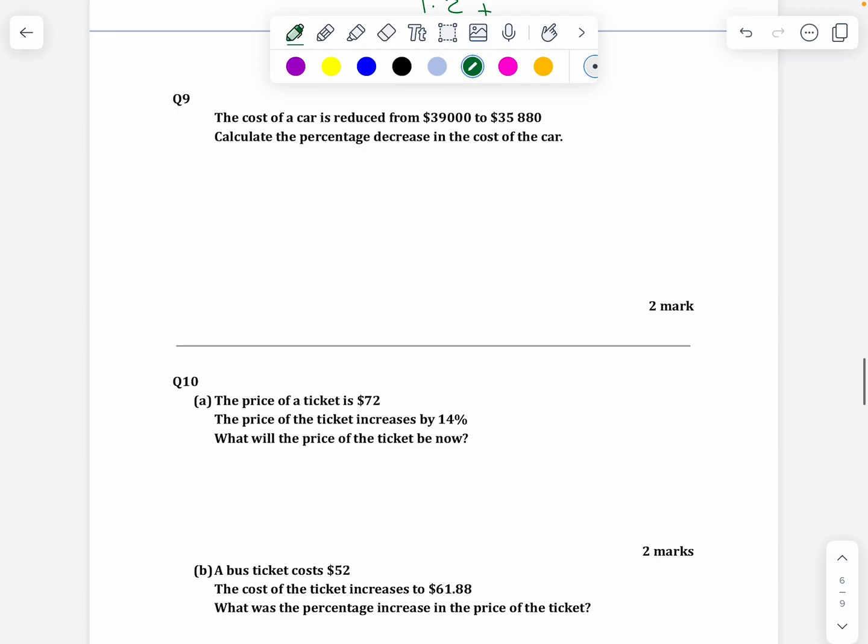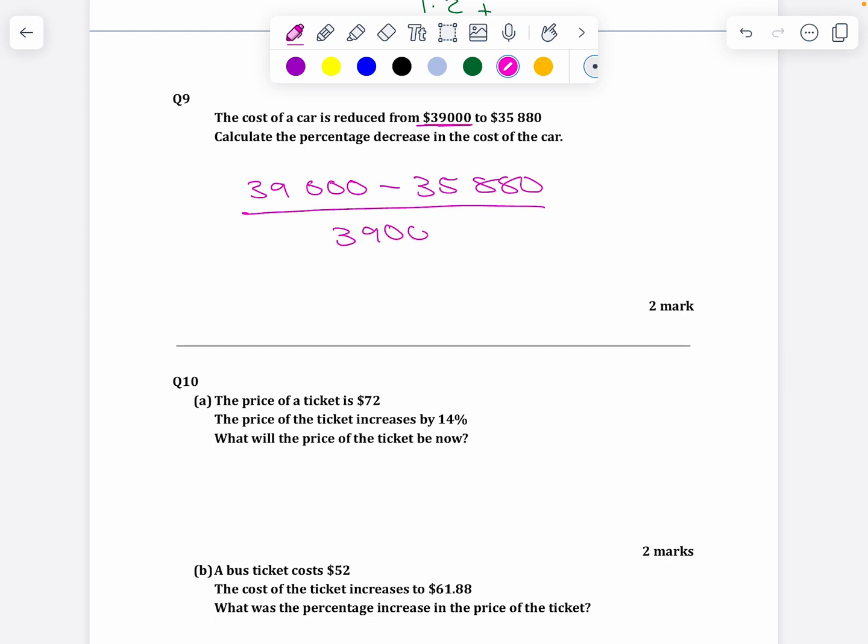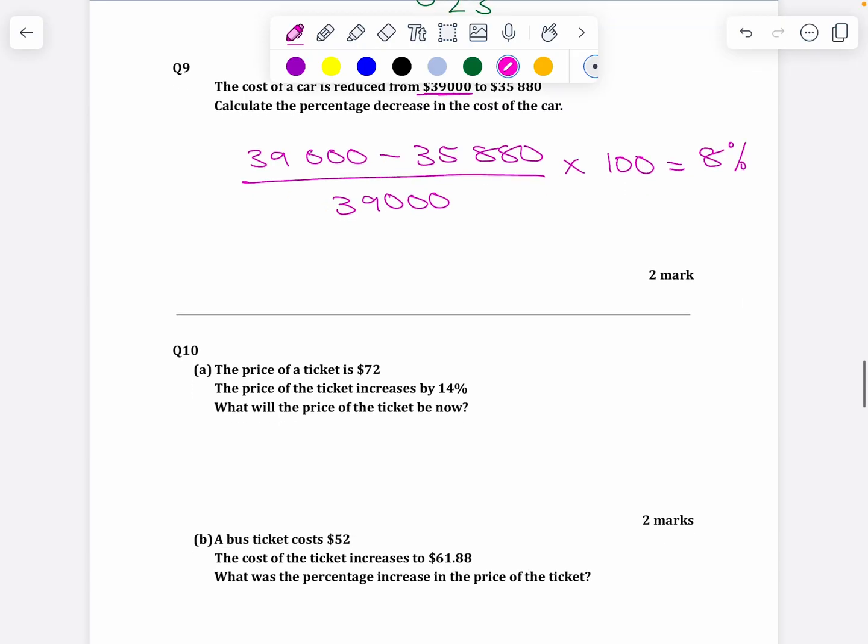Okay, number 9, this is a percentage change question. So all we need to do is find the difference. So we do 39,000 because it's the bigger one, take away 35,880. Divide it by the original, which is this, because it says it is reduced from 39,000. So that's the original, and then times it by 100. And you do that all on your calculator to get 8%.